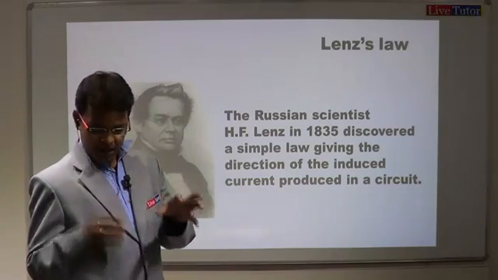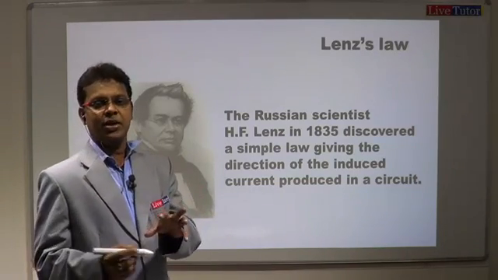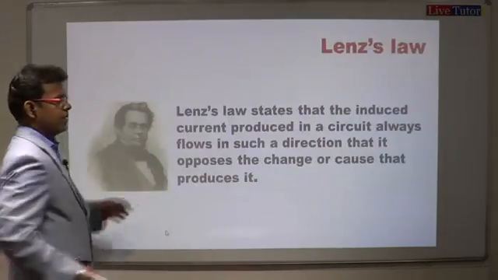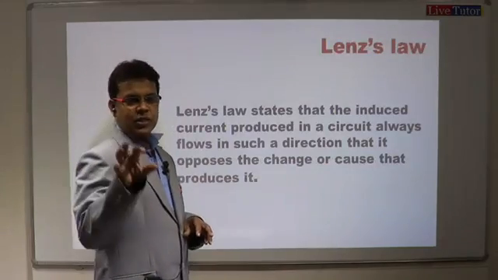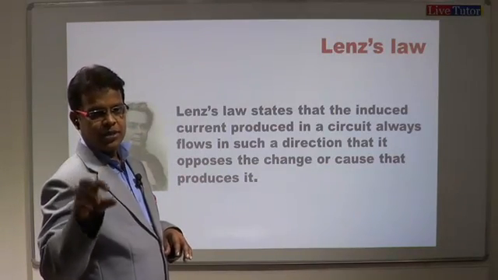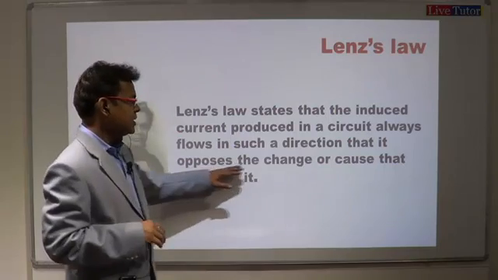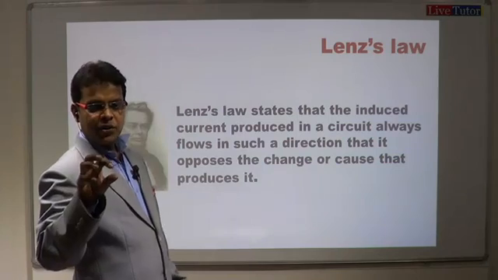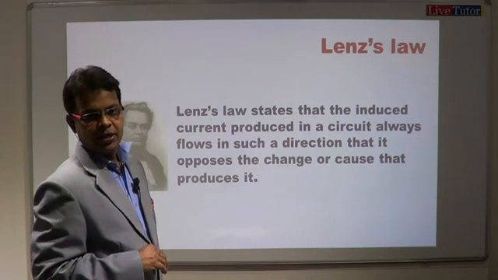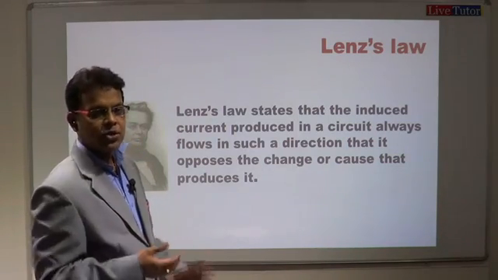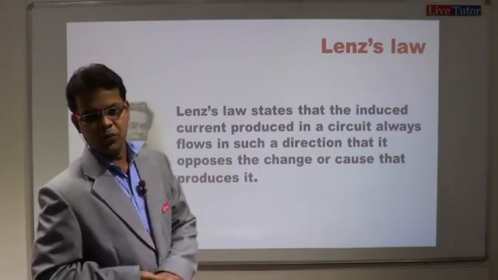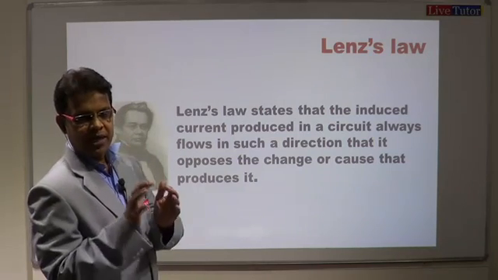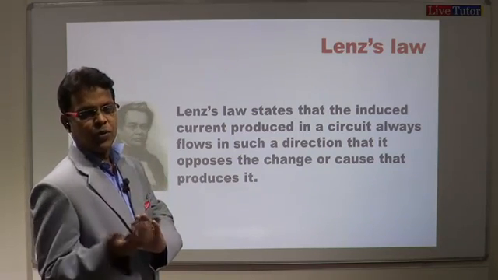So he found what would balance it and gave this Lenz's law. See what he says. It says that the induced current produced in a circuit always flows in such a direction that it opposes the change or cause that produces it. We said it will try to oppose the change, isn't it? In nature it doesn't want to change because it is obeying God's rule. It will not obey human rule. The same is true here. If you are trying to change this magnetic flux, current is produced.